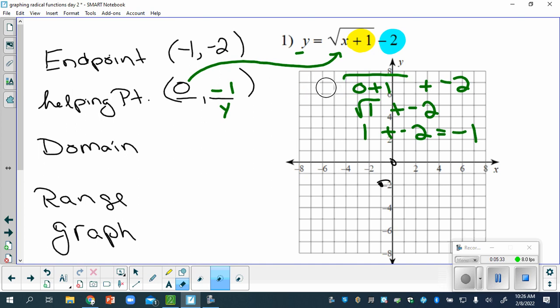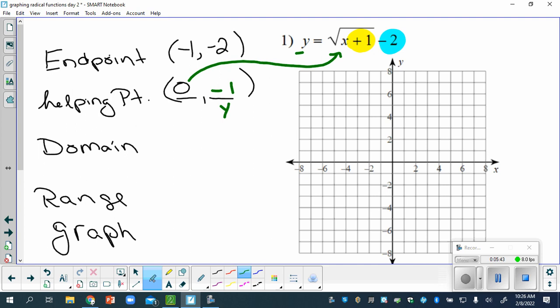Okay, so let me get rid of this so it's out of the way. Okay, so here's what I know. The starting point for my little comet was right here, right? It was at -1, 2. And now here's my helping point, 0, -1. Hey, that makes sense, right? That's telling me which direction to shoot my comet off. Now I'm going to shoot him off.